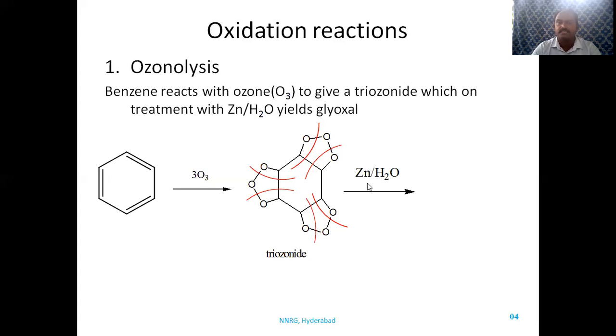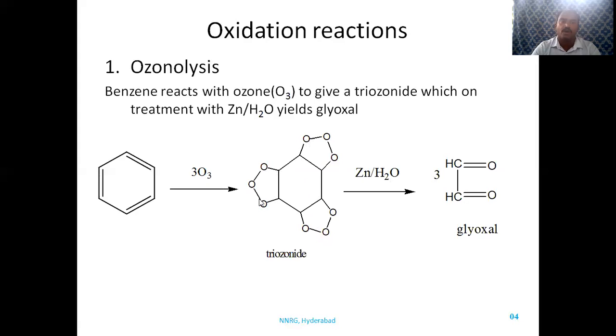It undergoes lysis, and in the presence of zinc and water, reduction takes place, meaning the single oxygen between this ozonide will form water. Water is removed. So to form glyoxal, this becomes a ketone, CH and ketone. So 3 moles of glyoxal will form: 1 mole of glyoxal here, 1 mole here, and another mole here. So 3 moles of glyoxal are formed when benzene reacts with ozone.